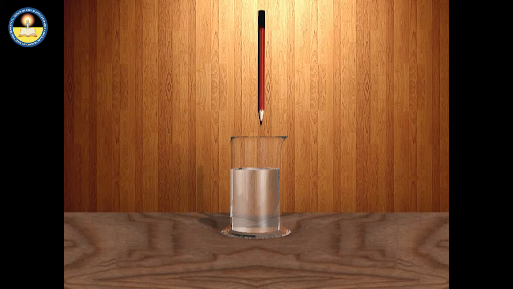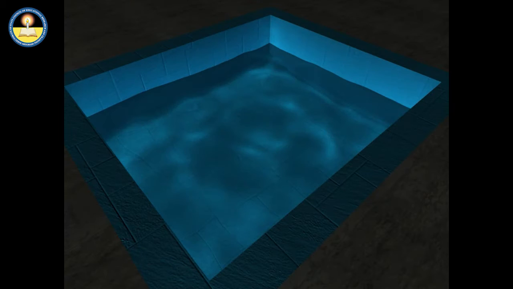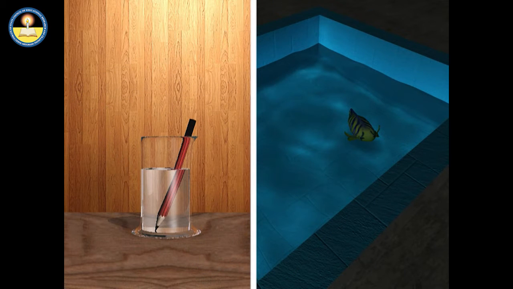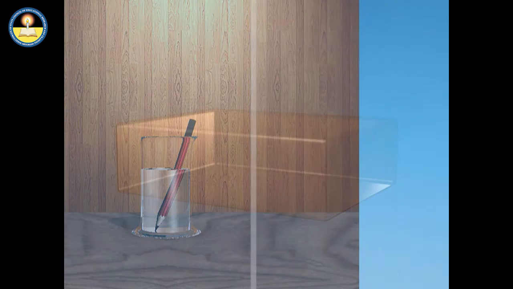Have you ever noticed a pencil half dipped in a glass of water? Do you know why it appears to be bent or deformed at the surface of water? It is difficult to guess the correct depth of the pool. The fishermen always aim a little deeper than at the depth a fish appears to be. This is only possible due to change in the path of light rays.